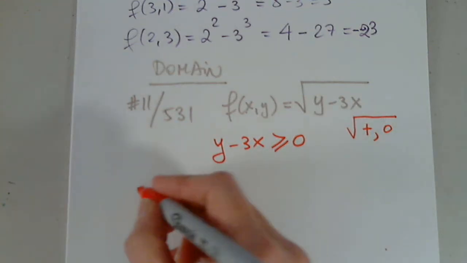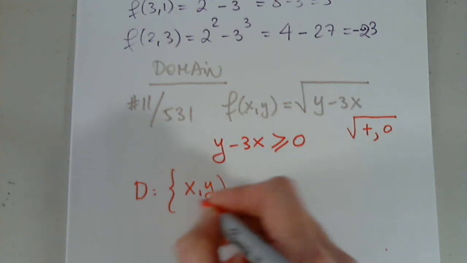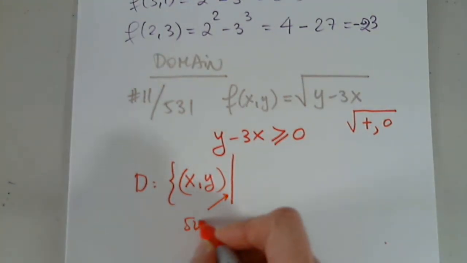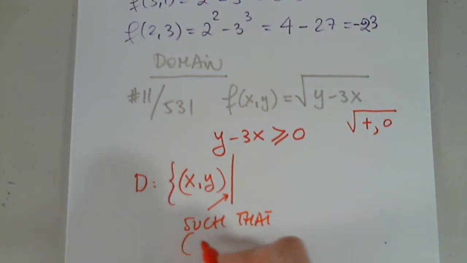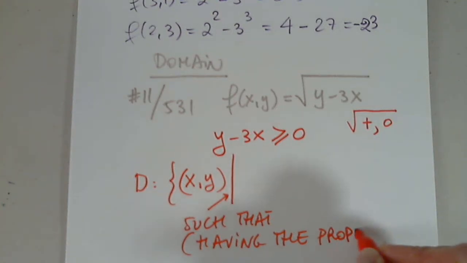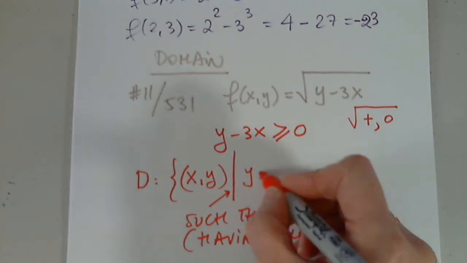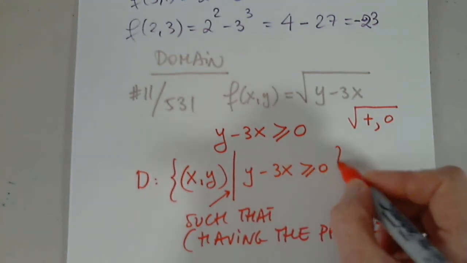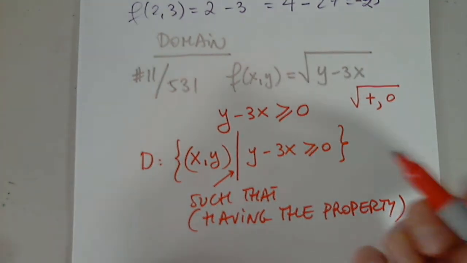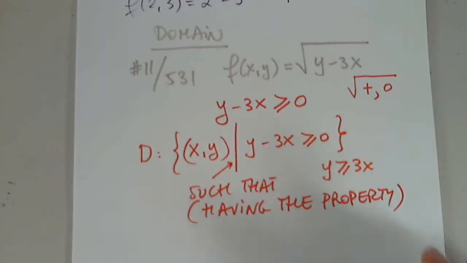This is the only condition. So I will say the domain of this function is any ordered pair such that, or having the property, one or the other, whatever you want to consider it, that y minus 3x is greater than or equal to 0. There is nothing else. You can also write the condition as y greater than or equal to 3x. It doesn't matter, one or the other.